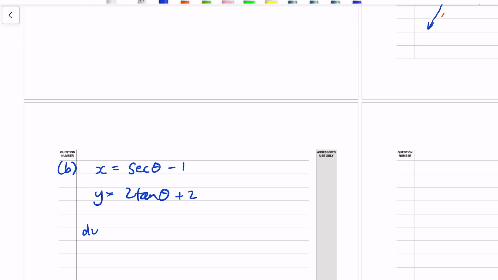Differentiation using parametric equations, dy dx is dy d theta divided by dx d theta. Dy d theta, the derivative of that second equation, is 2 sec squared theta. And the derivative of the top equation, the dx d theta, is sec theta tan theta. Okay, the sec theta cancels on top and bottom. So we lose that one, lose that one. We end up with 2 sec theta over tan theta.